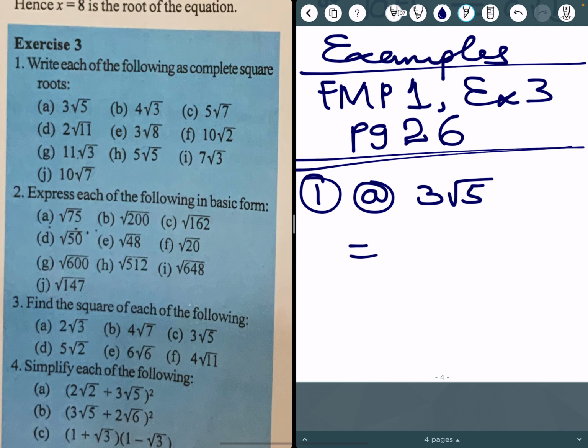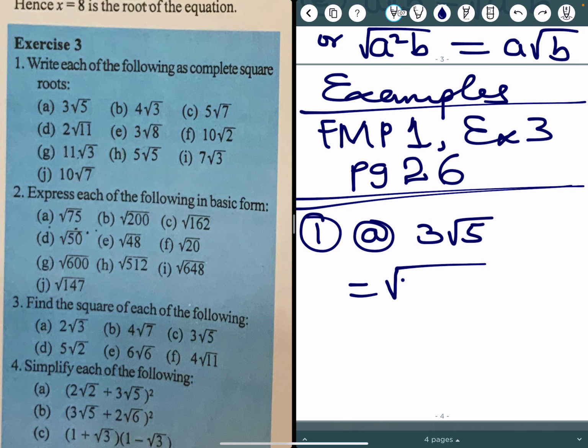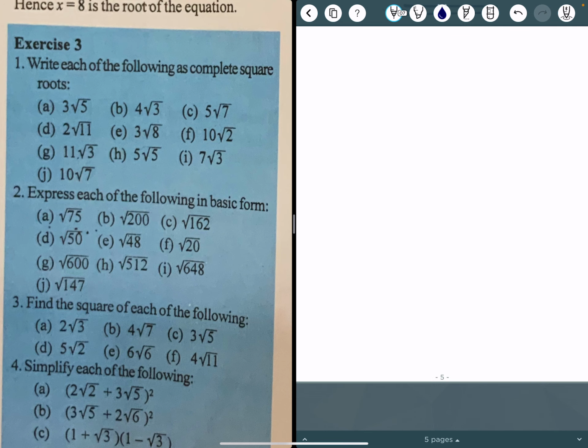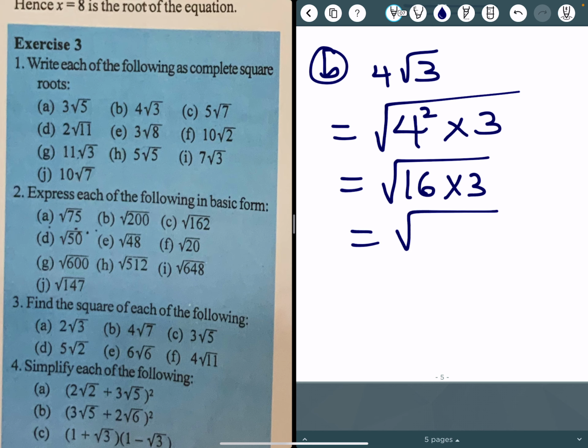So 3 root 5 will be equal to root of 3 squared times 5. That's root 9 times 5, which is the same thing as root 45. Let's go to the second question. B says 4 root 3. We want to write it as a complete square root. 4 root 3 is the same thing as the square root of 4 squared times 3. That's the square root of 16 times 3, and 4 root 3 is the same thing as root 48.